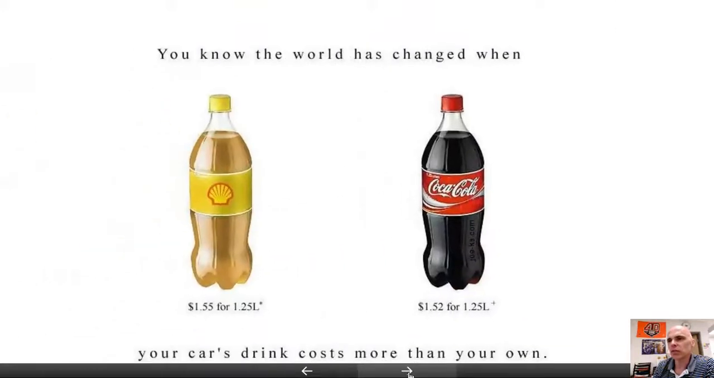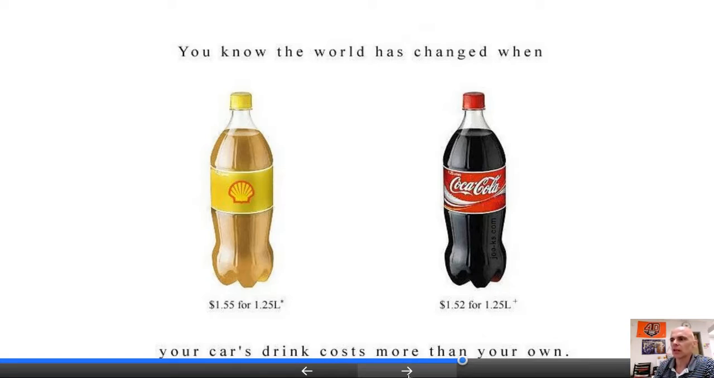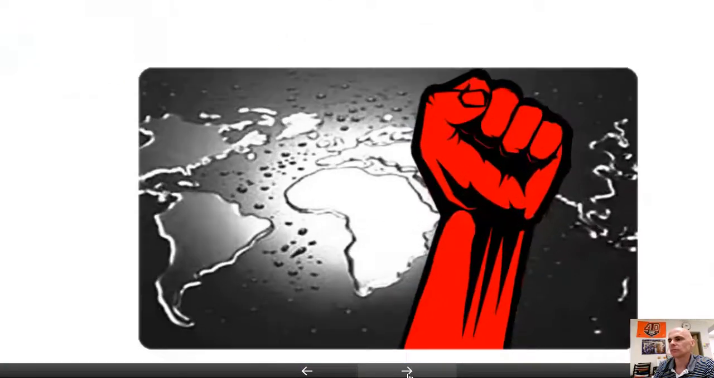Maybe essential services should be delivered by the government so that things that are essential to our lifestyle can be regulated, that the price of it can be regulated. There's no reason, perhaps, that the price of gasoline should be equivalent to the price of Coca-Cola.